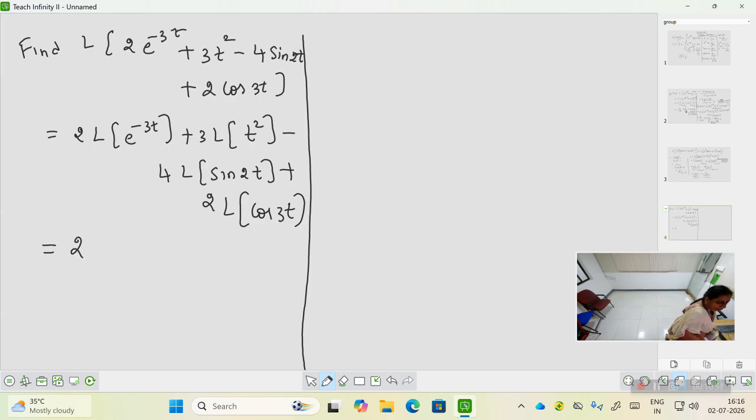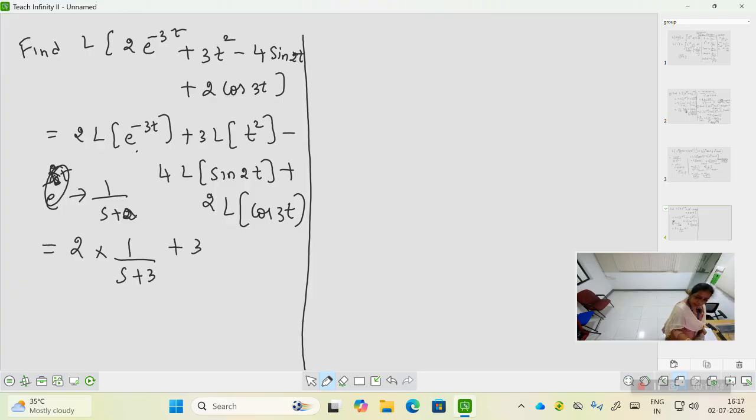Okay. So which is equal to 2 into what is Laplace of e power minus 3t? What is the formula for e power minus at? 1 by s plus a. So like that I have e power minus 3t, so I'll get 1 by s plus 3.